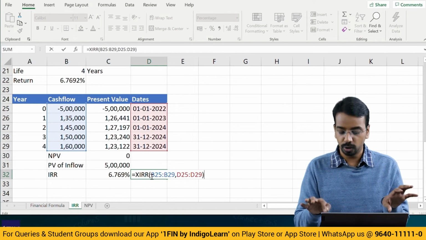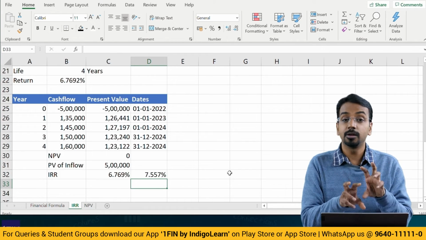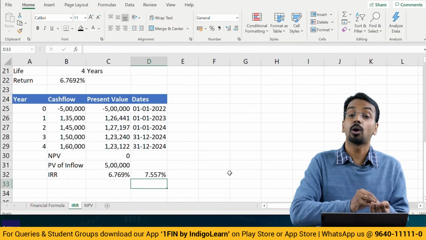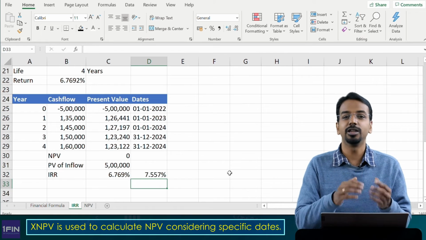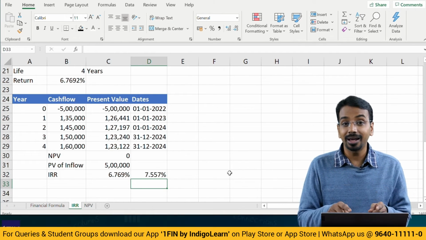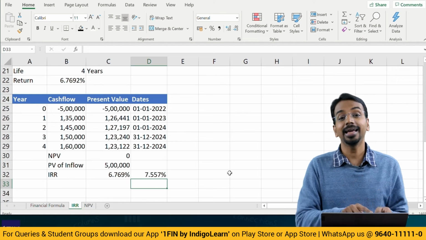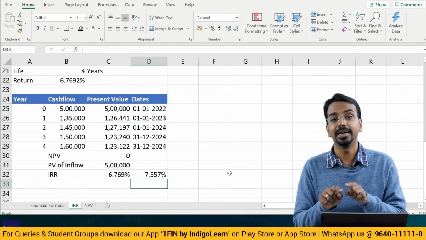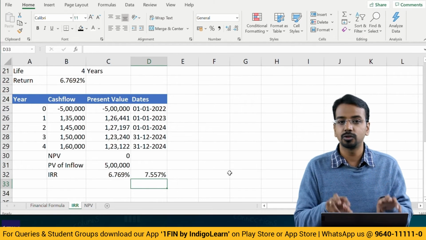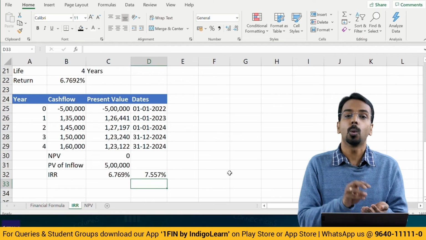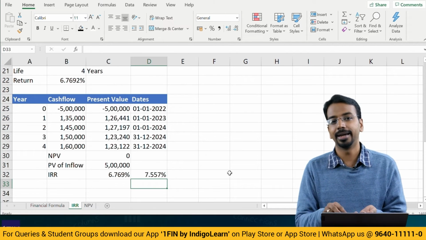So you need to understand two different aspects. NPV, the basic formula, will be used without dates. XNPV will be used with the dates. IRR will be used without dates. XIRR will be used with dates. So with the help of these two formula, you will be able to compute what is the NPV and what is the rate of return.